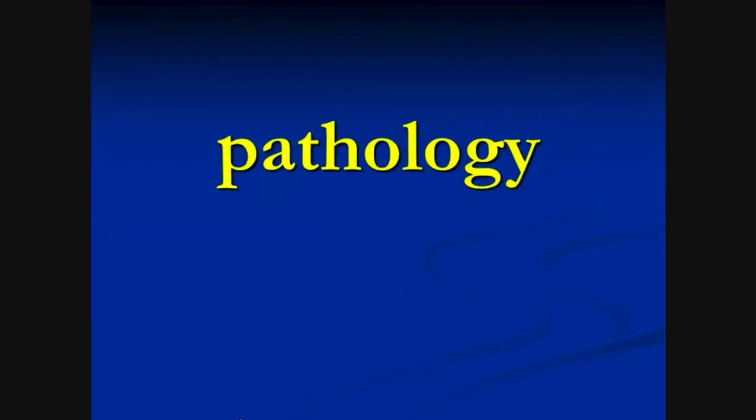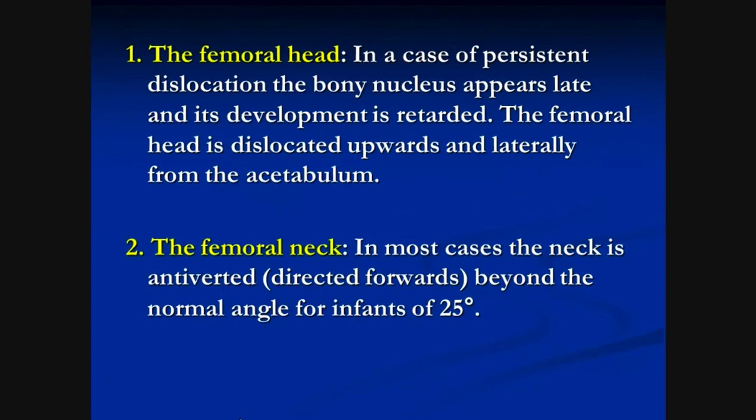What about the pathology for developmental dysplasia of the hip? The femoral head, in a case of persistent dislocation, the bony nucleus appears late and its development is retarded. The femoral head is dislocated upward and laterally in relation to the acetabulum. The femoral neck, in most cases, is antiverted and directed forward beyond the normal angle.